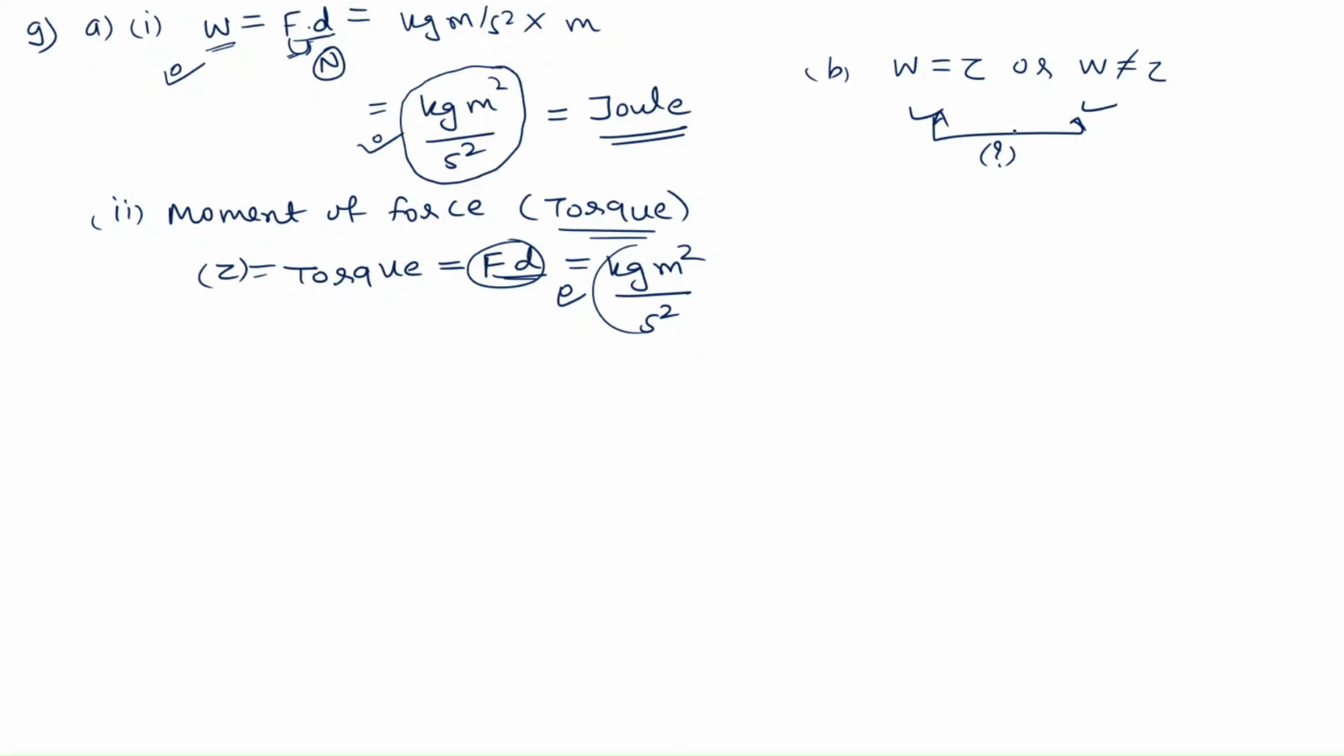If we have to answer this, we have to look fundamentally at the definition of work, and tau means torque. So let's write the definition of work and tau and try to understand whether they are the same or different. So here I write the definition of work.